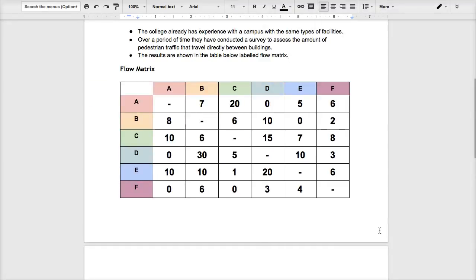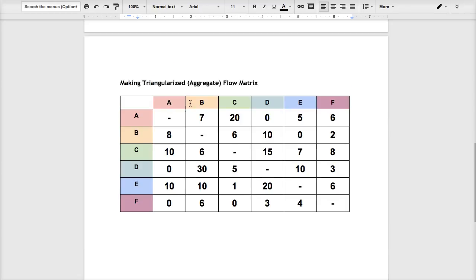In this flow matrix, we've got a lot of useful information about the traffic between all of the different buildings, but we have the information going both ways. What we want to do now is get an aggregate of all of that traffic so that we get a total amount of traffic between all of the different pairs of buildings. What we do in this case is we look at both directions between any one pair of buildings, and we add both directions' traffic together.